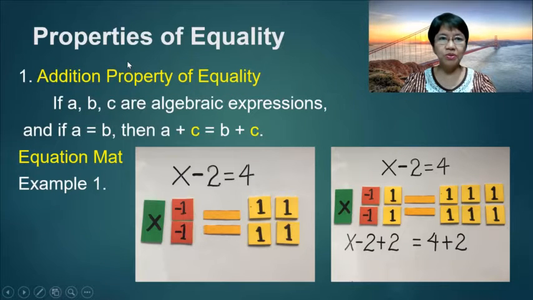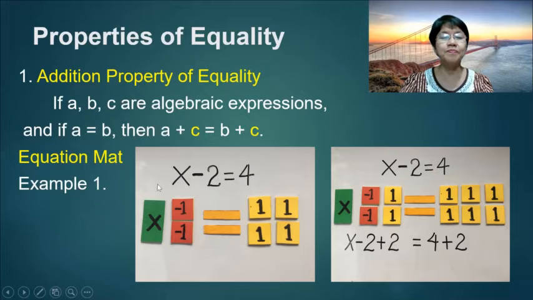Now let's go to properties of equality. First, addition property of equality. If a, b, and c are algebraic expressions, and if a is equal to b, then a plus c is equal to b plus c, or adding the same expression c on both sides of the equation will maintain the equality. Let's use an equation mat to illustrate this property.